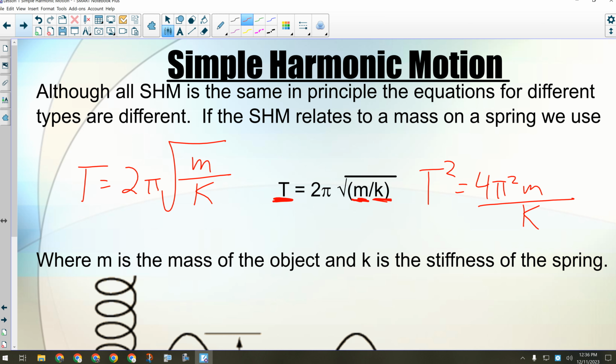Then I could manipulate. Okay? After that, is it very hard? Okay. As long as I remember to square everything, it's a pretty easy formula to use. So what this means is greater mass means greater period. If I put more mass on the spring, it's going to take longer to make a full oscillation because that spring is going to have to pull on more mass.